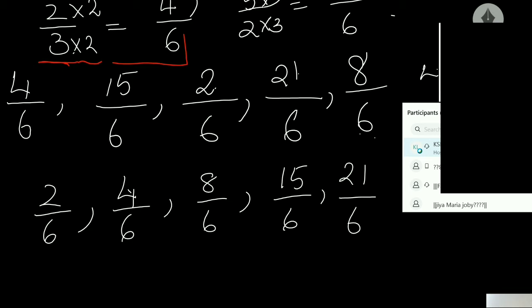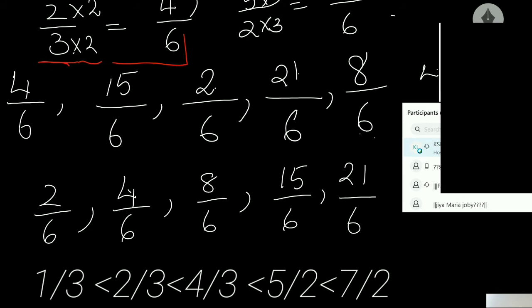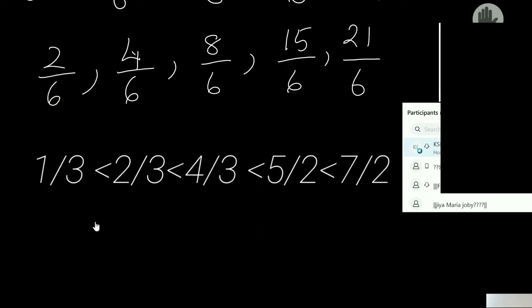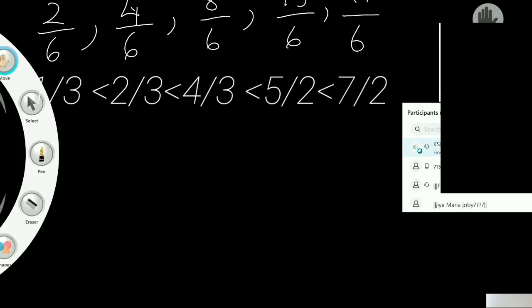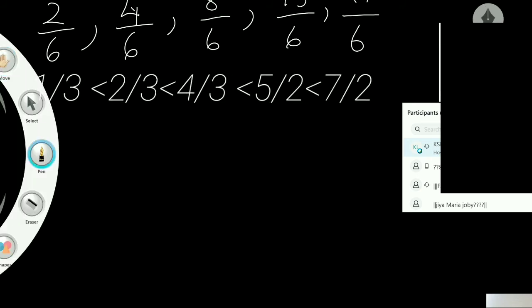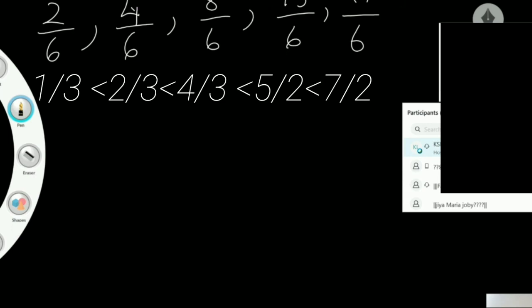Now we have to write back the fractions in the form given in the question. So 2 by 6 becomes 1 by 3, 4 by 6 becomes 2 by 3, 8 by 6 becomes 4 by 3, 15 by 6 becomes 5 by 2, 21 by 6 becomes 7 by 2. That was the actual question, no? So the answer is 1 by 3 is less than 2 by 3, which is less than 4 by 3, which is less than 5 by 2, which is less than 7 by 2.